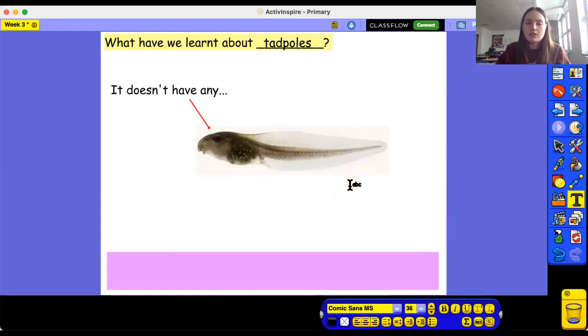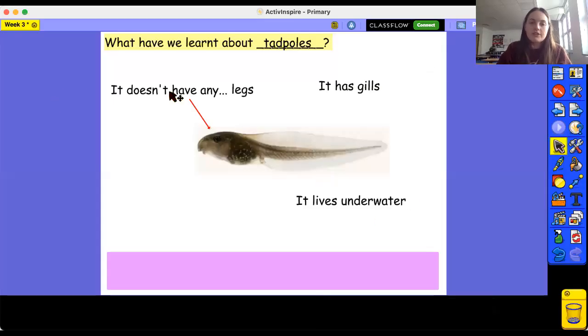So what have we learned about tadpoles? I want you to tell somebody in the room or write down a few facts that you can remember about tadpoles. It doesn't have any... Think about that to start you off. So hopefully you've written something like it doesn't have any legs. Maybe you've also mentioned that it's got gills and that it lives underwater.